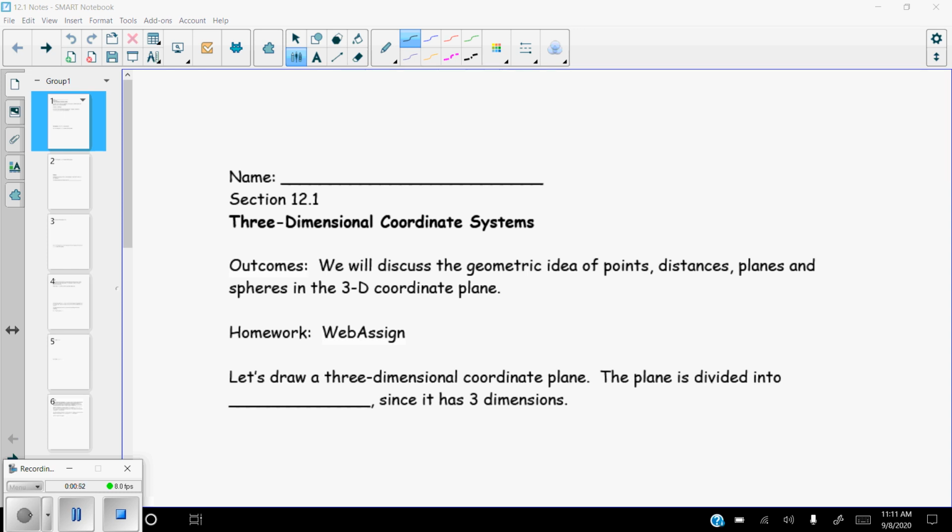Okay, so to talk about the three-dimensional coordinate plane, the first thing we have to do is be able to sketch it. We have to be able to draw it. The plane is divided into octants. So unlike before where we had quadrants, this is octants, meaning 8, and you'll see why.